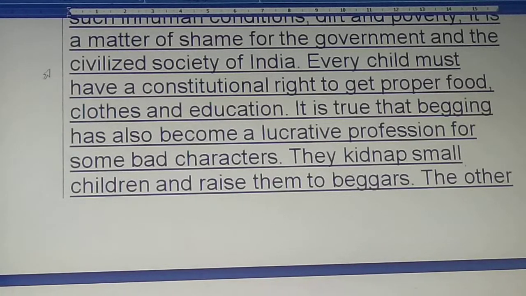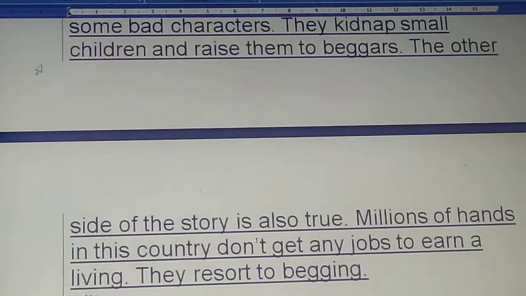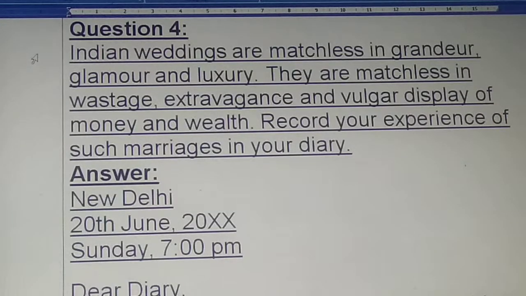It is true that begging has also become a lucrative profession. Lucrative means attractive. For some bad characters, they kidnap small children and raise them to beggars. The other side of the story is also true. Millions of hands in this country don't get any job to earn a living. They resort to begging. Next question.